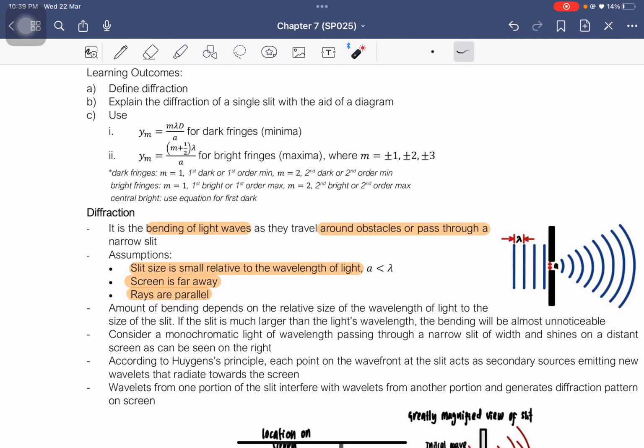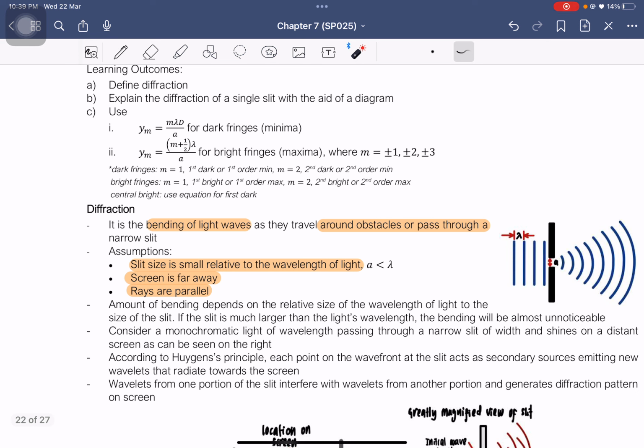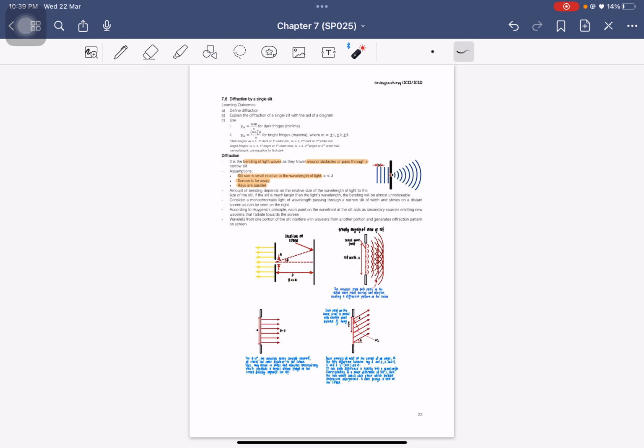Before that, why did I use m equal to 1 even though in the previous subtopic I said if it's first dark it's going to be equal to 0? For this one, diffraction by single slit, there are differences in the order number. If first dark, m will also be equal to 1. If first bright, m is also going to be equal to 1. That's all for subtopic number 8.